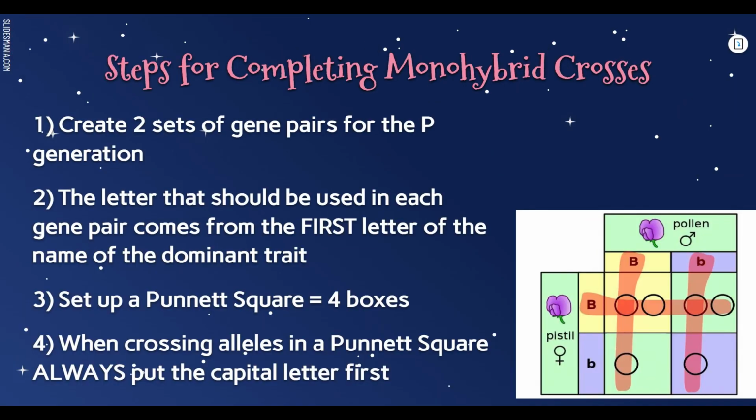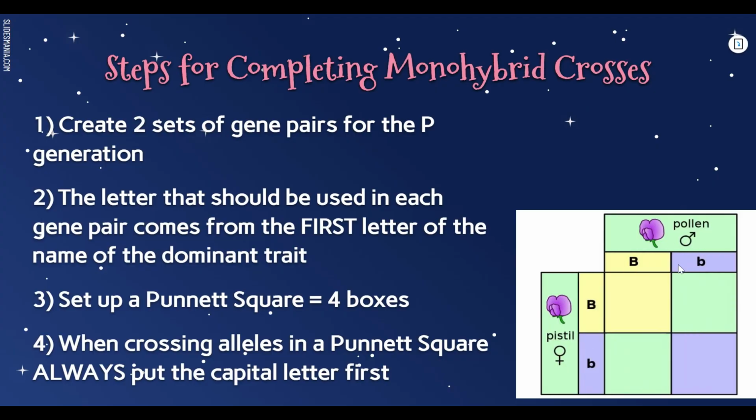Right. So, steps for completing a monohybrid cross. This is what's called Mendelian genetics, right? In Mendelian genetics, we can do these things called Punnett squares. For this, it creates two sets of gene pairs for the P generation, for the parents, right? The letters that should be used in each gene pair come from the first letter of the name of the dominant trait.